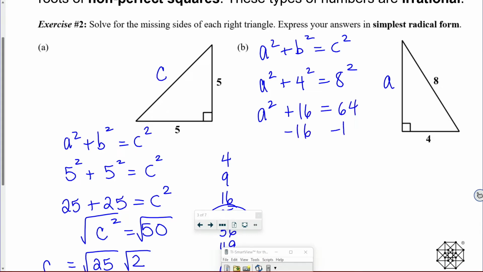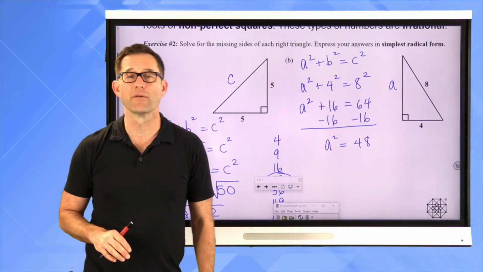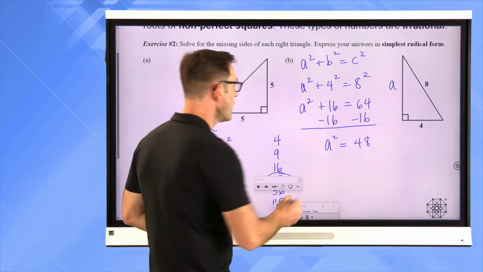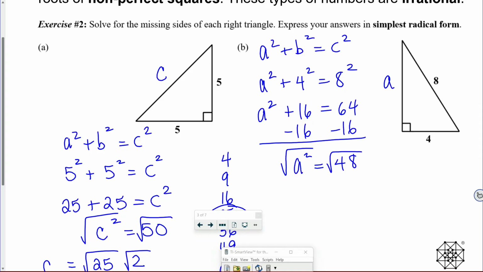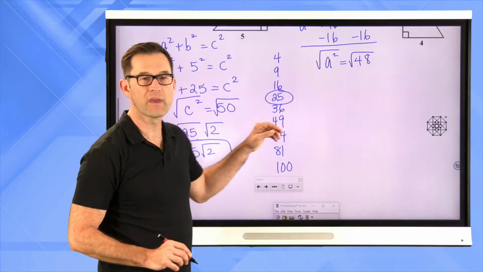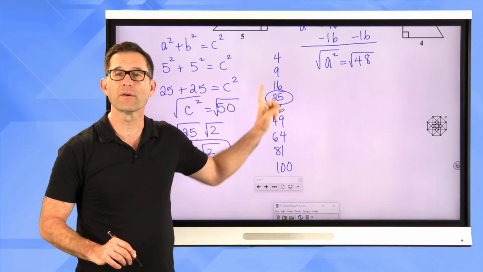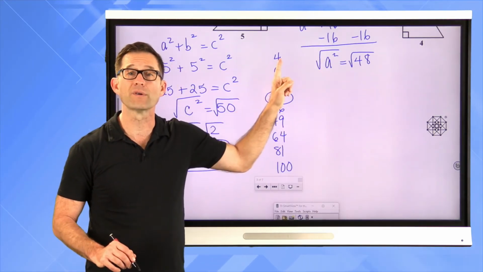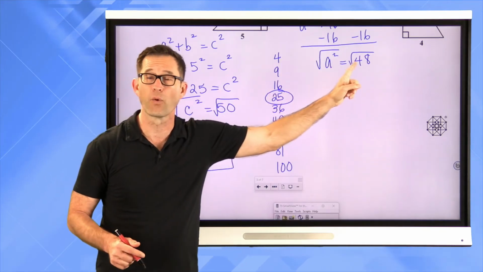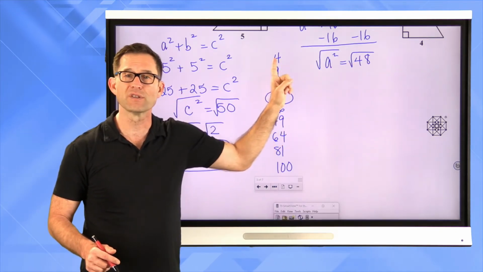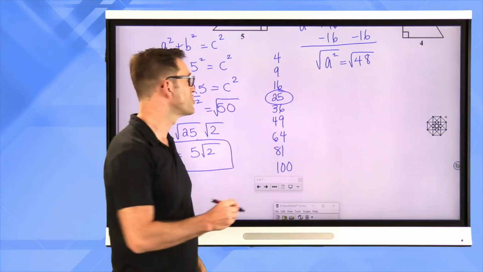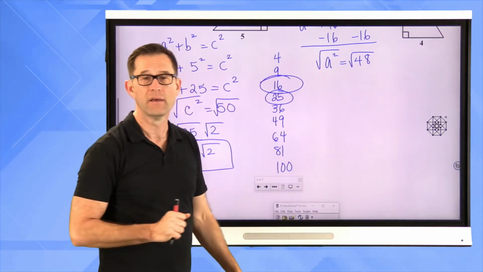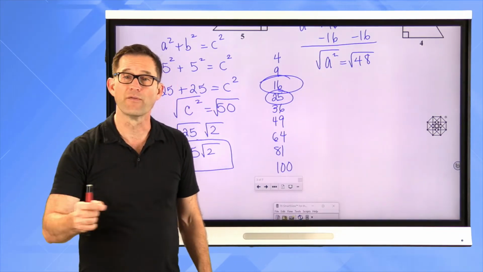And just like before when we solved for one of the legs, I'm going to have to subtract 16 before I do my square root. So at this point, I've just got A squared is equal to 48. Awesome, right? So I'm going to take the square root of both sides. And now, just like before, I want to be thinking about what is the largest perfect square that divides into 48. Now, one thing that's a little bit tricky about 48 is that 4 certainly divides into it. 4 times 12 is 48. Unfortunately, 4 is not the largest perfect square that goes into 48. That distinction happens to be held by the number 16. 16 times 3 is equal to 48.